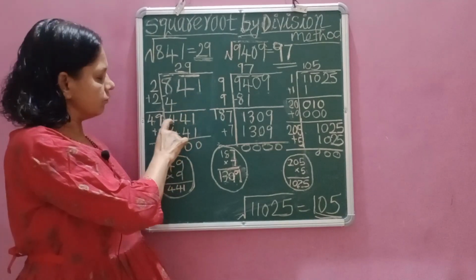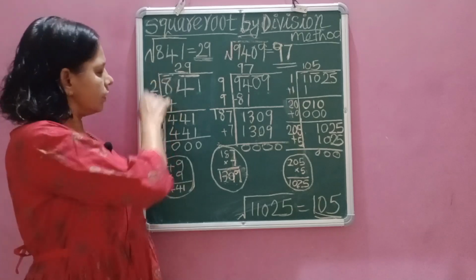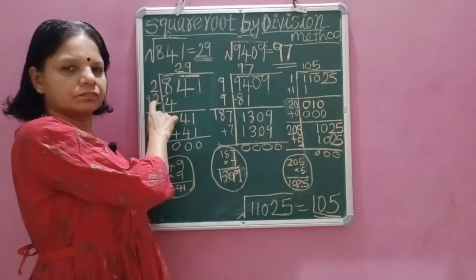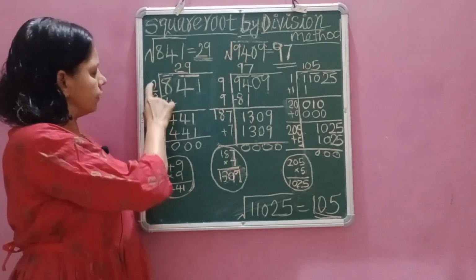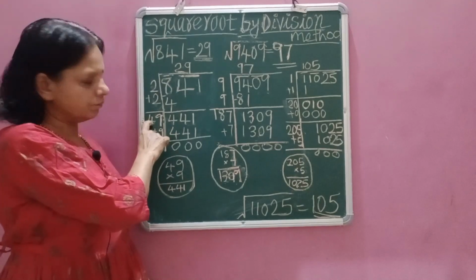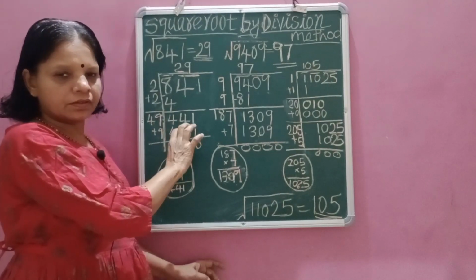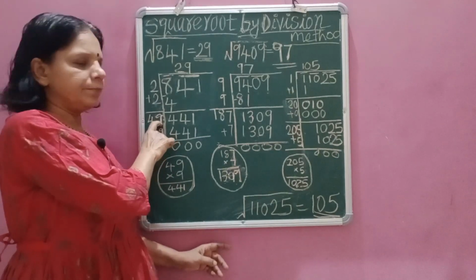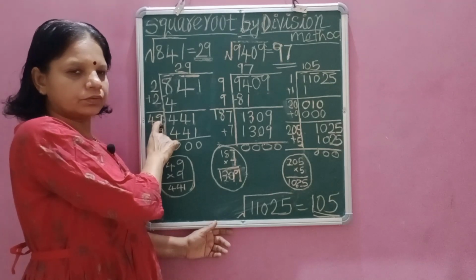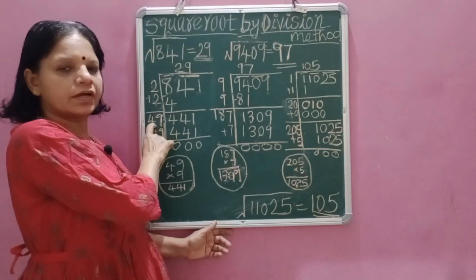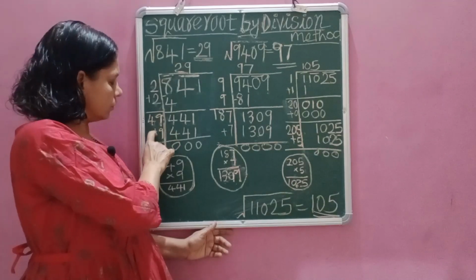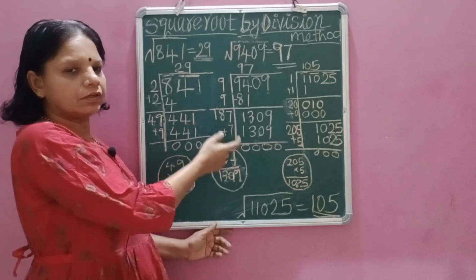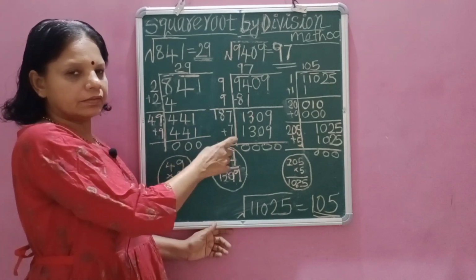So the new number here is 441. Now what do we have to do in the divisor column? We have to add the same number 2 here, then 2 plus 2, 4 we got here. Now the next step is very important. You have to write a number next to the 4 such that the new number formed, multiplied by that number, should not be greater than 441. It can be equal but should not be greater.